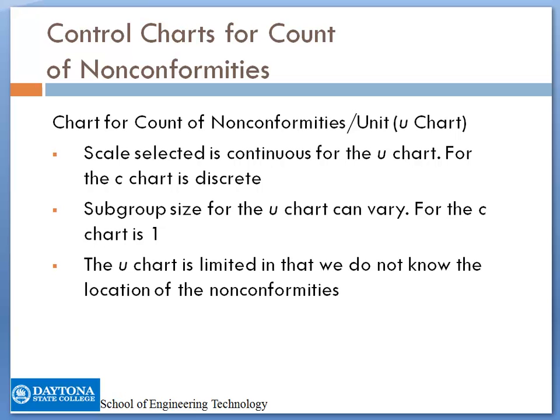Okay, so with the use of the count of nonconforming unit, the U chart, you need to remember that the scale selected is continuous for the U chart. That means that it can have decimal places. Now, for the C chart, it's discrete. The subgroup size for the U chart can vary, and for the C chart is equal to 1. And the U chart is limited in that we don't know the location of the nonconformity.